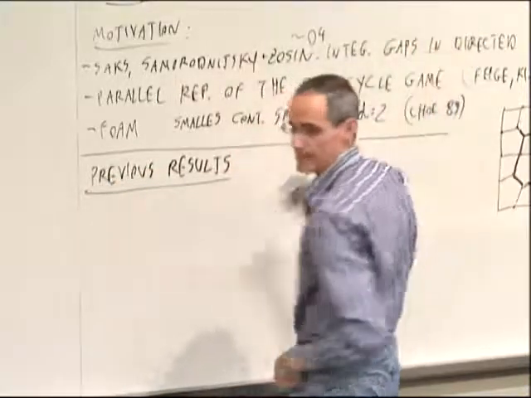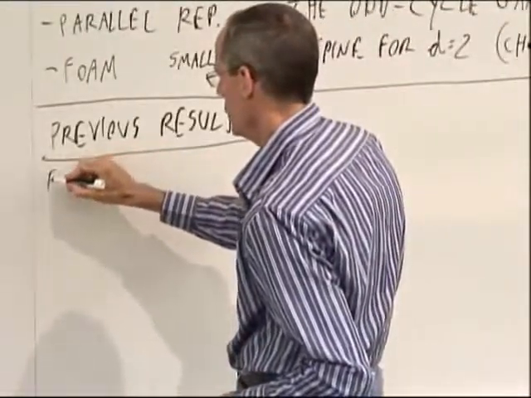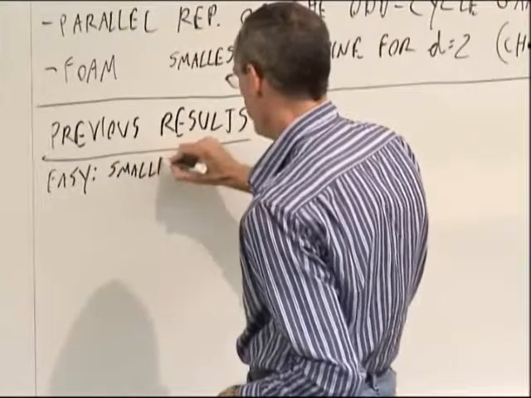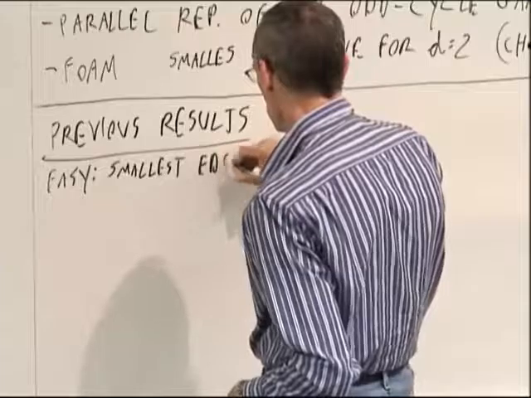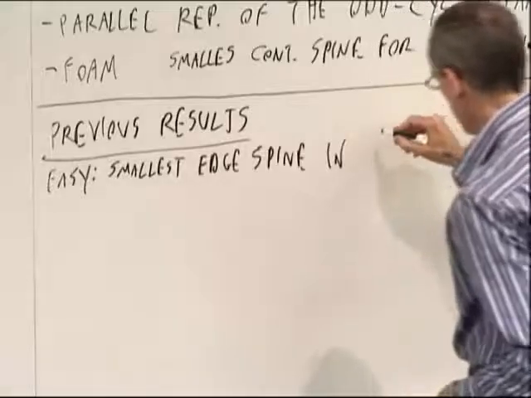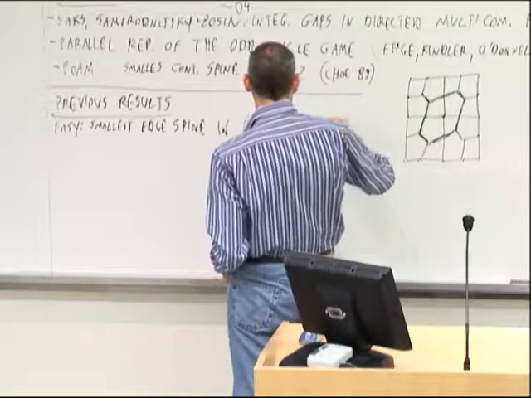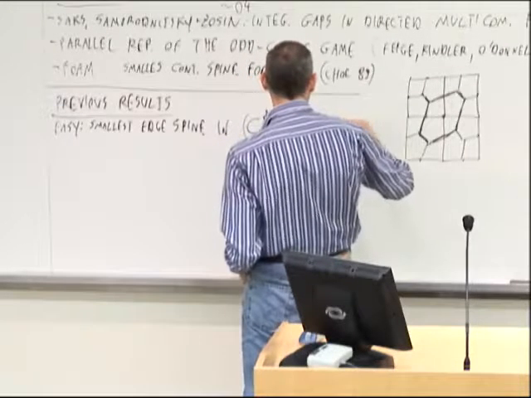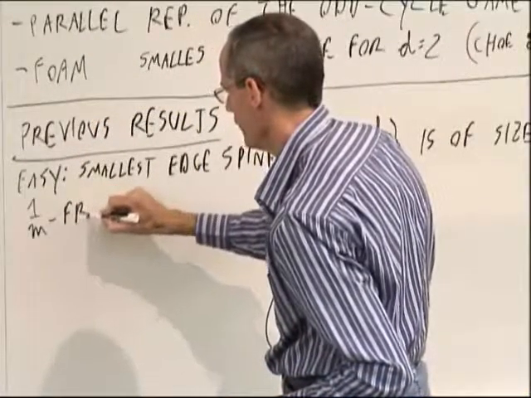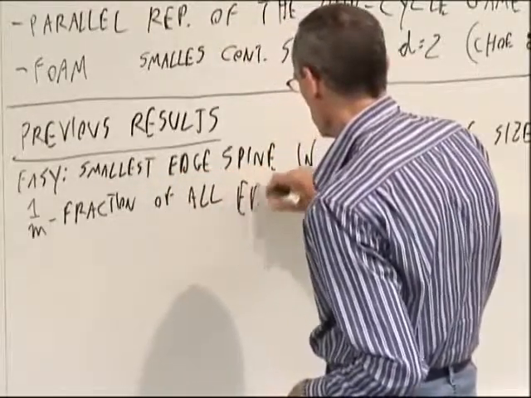So as we said, we have these 5 problems. Now, one of them is trivial, so this one is easy. The smallest edge spine in a torus C_m^d is of size exactly a 1 over m fraction of all edges.